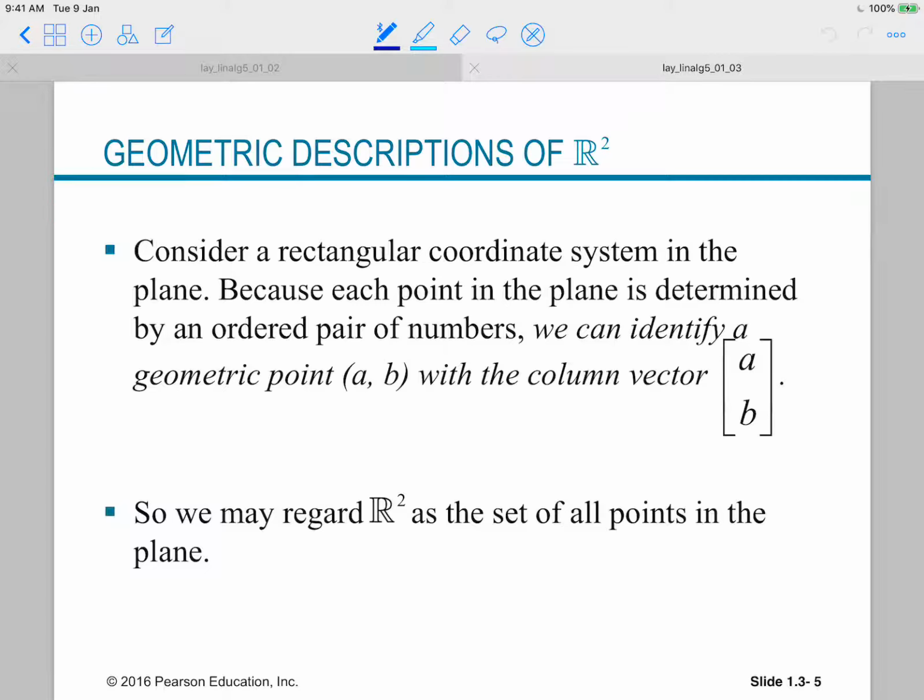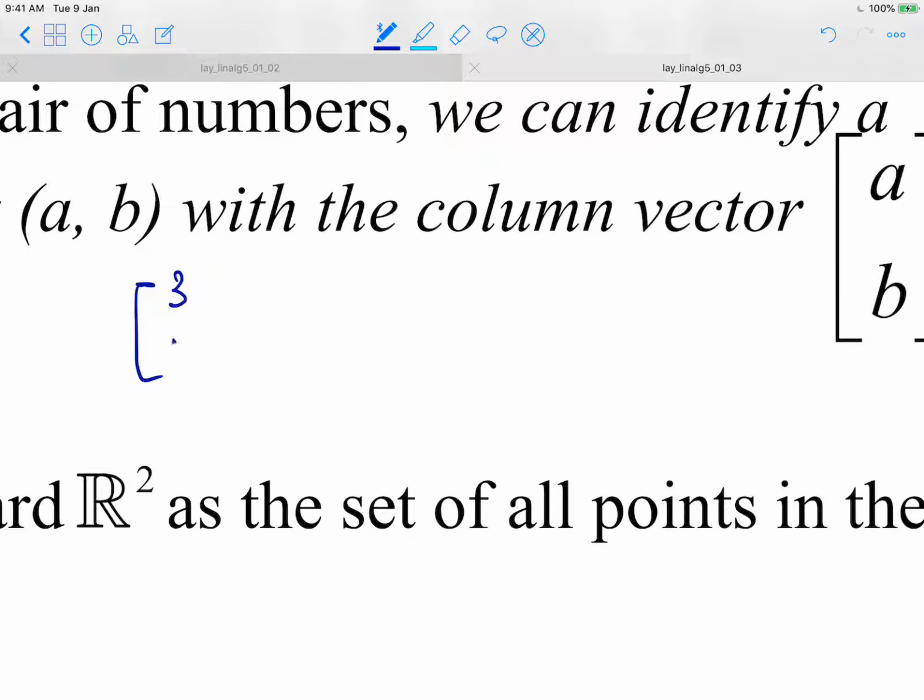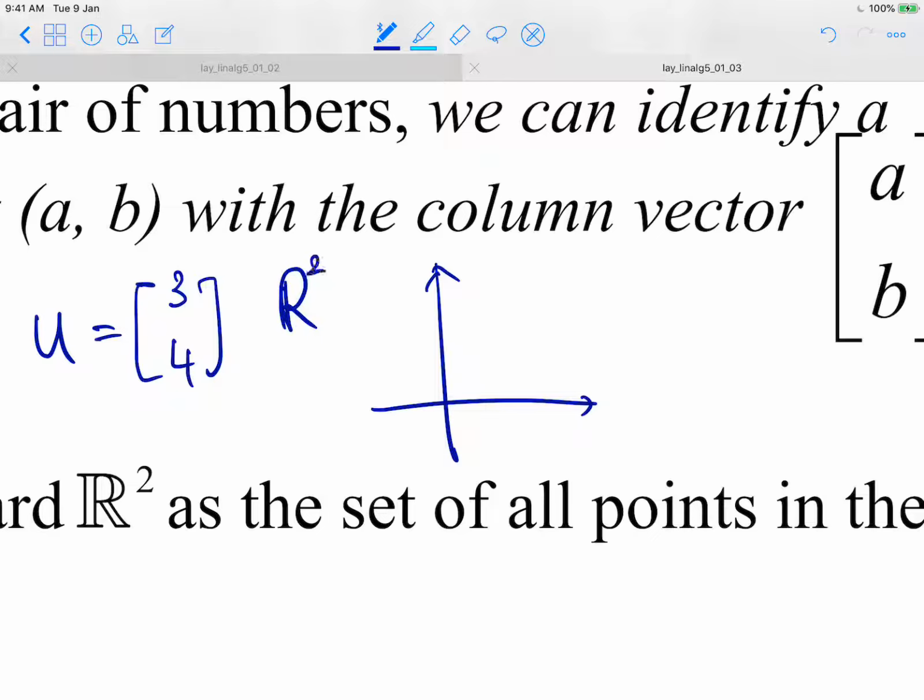Now, when considering these vectors, we can think of their geometric space. You know that given a vector of 3, 4, for example, suppose this is u, we can imagine R2 as this plane, right? A two-dimensional plane. This is x1 and x2, and so this point is 3, 4. So this is our u, right? A particular vector corresponds to a particular point in a two-dimensional space, right?